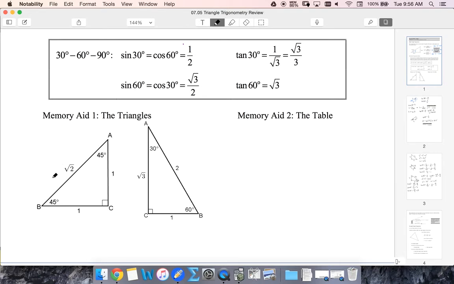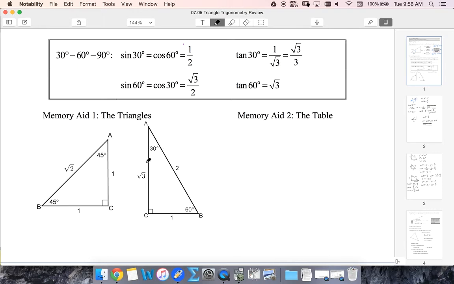So x root 2 turns into 1 root 2. If you just remember the 1, then you can use Pythagorean theorem to find the root 2. With the 30, 60, 90, you have to remember that the shortest side is 1 and the longest side is 2. And then you could find the root 3.